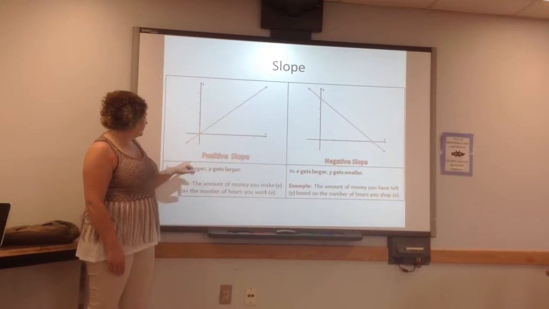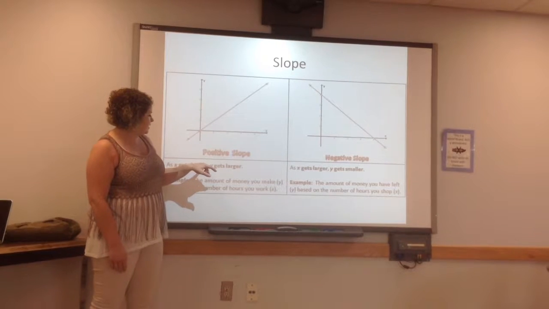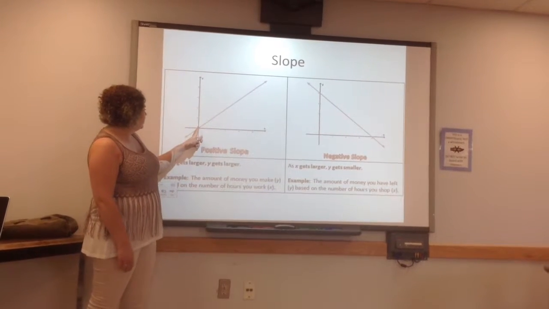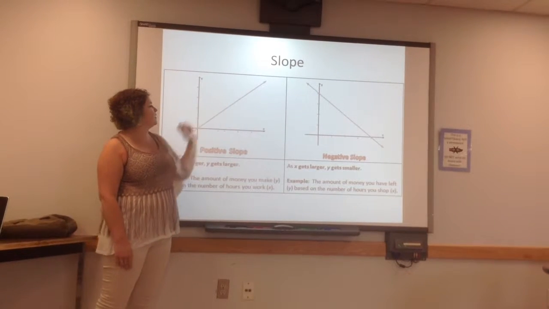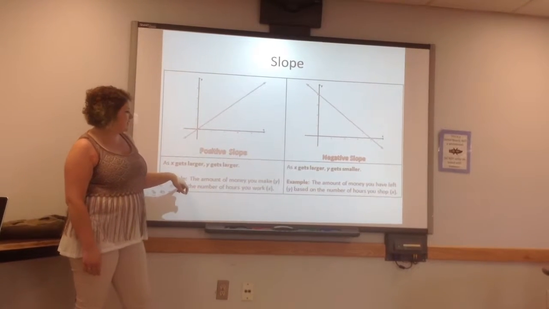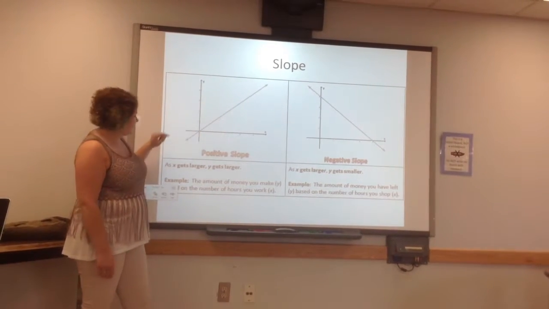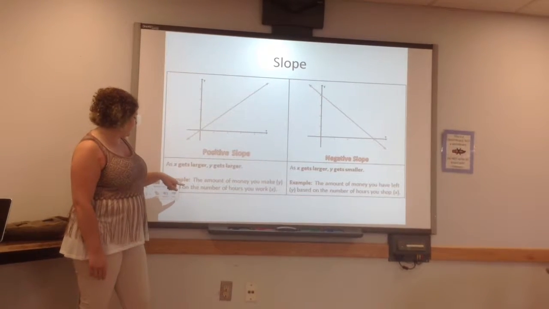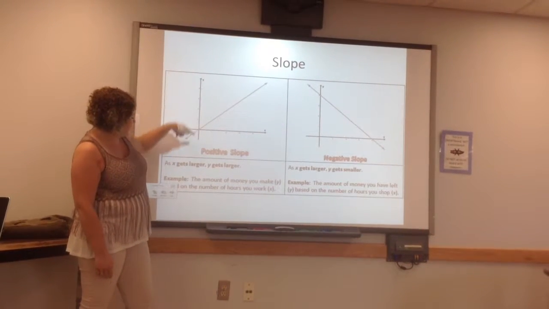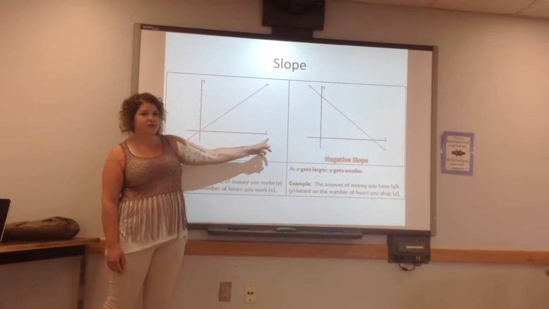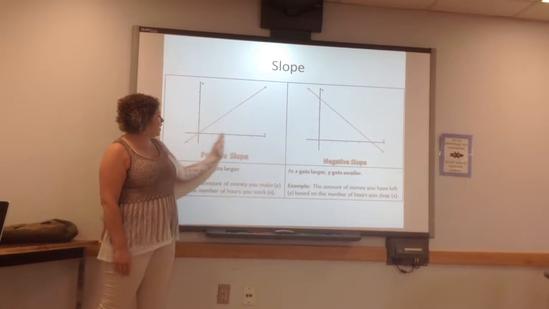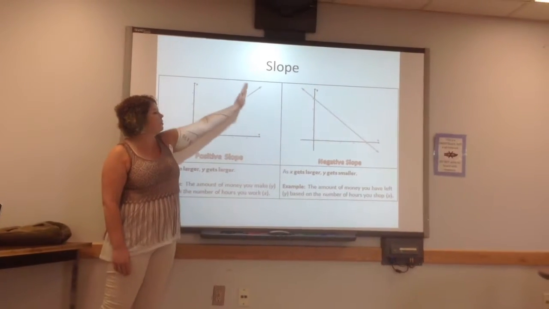If we have a positive slope, the x gets larger and the y gets larger. So as my x gets larger here, my y is also getting larger. An example that would fit this slope is the amount of money you make, which is dependent upon the number of hours you work. So the more hours you work, the more money you make.